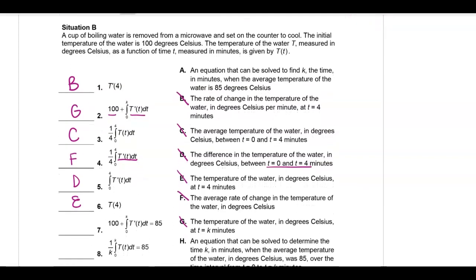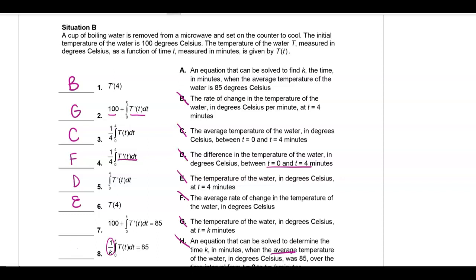Number 7, well, let's see what we have left. An equation that can be solved to find K. An equation that could be solved to find average temperature. So number 8 is definitely average, right? Because we have 1 over K, 0 to K. So that's going to have to be H. Number 7, we have to look a little more deeply here, right? Let's see. An equation when the average temperature is 85.